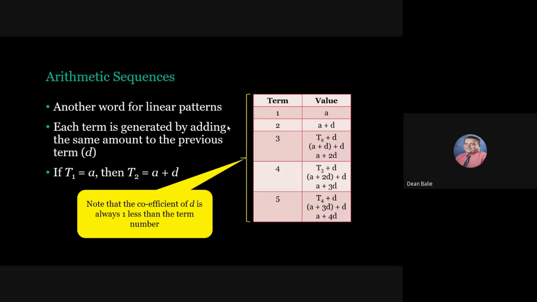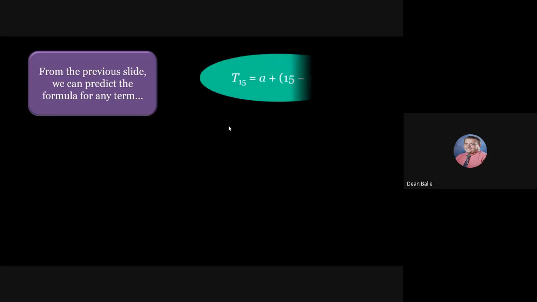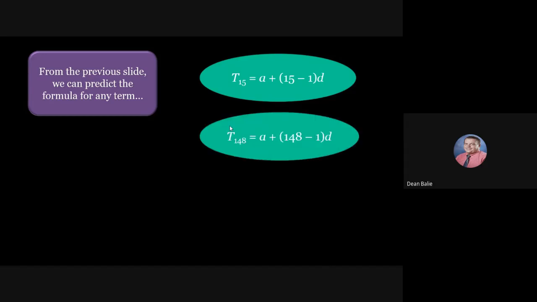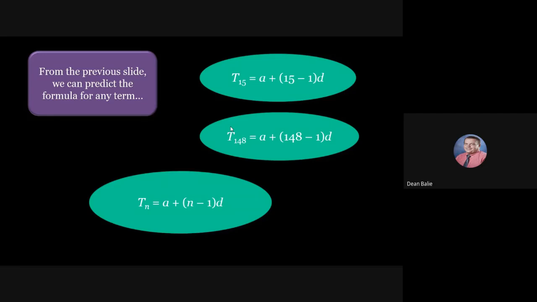Okay. And the thing that we picked up there, after a little bit of going through those things, was that the coefficient of D, the common difference, was always one less than the term number. So term 3, coefficient of D was 2, which was one less than position 3. Position 4, the coefficient of D was 3, etc. Right, so from that then, we can predict a formula for any term. So T15 is one less, so it's A plus 14D, term 148 is A plus 147D. And then we can actually come up with a general formula for any term. And remember, we use Tn to represent any term in the sequence, as A plus one less than n, which is the position, multiplied by the common difference. Right, and that was arithmetic sequences kind of covered in a nutshell as well.